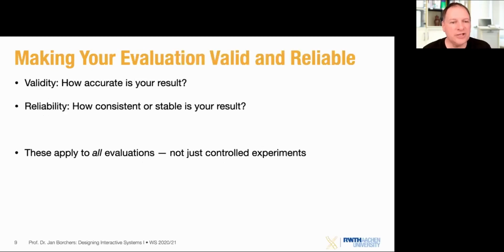Now, when you do your evaluation, there are two things you basically want to look for. First of all, it has to be valid, and second, it has to be reliable. And we're going to look at each of those terms in turn here. Validity, in brief, means how accurate is what you're measuring or what you're reporting, and reliability means how consistent and stable is your finding, your result.